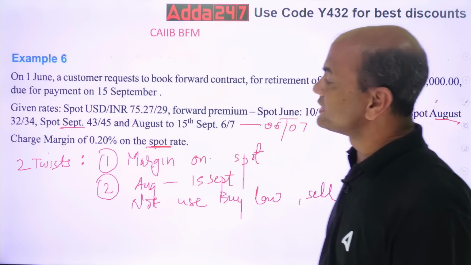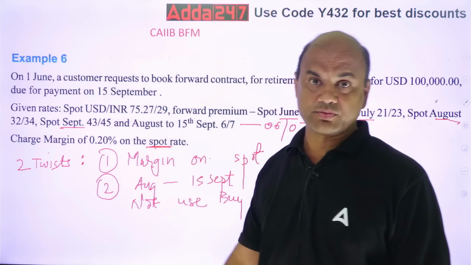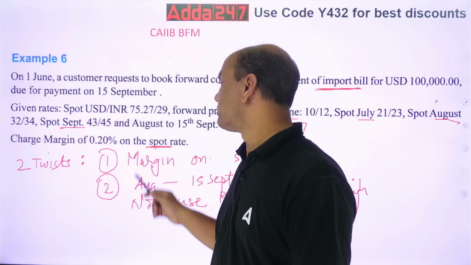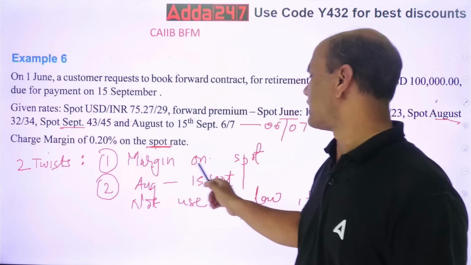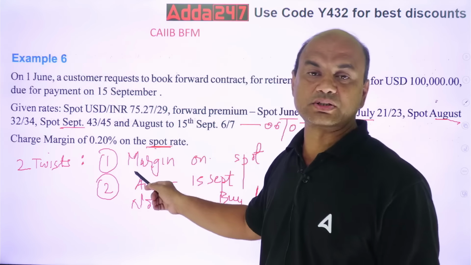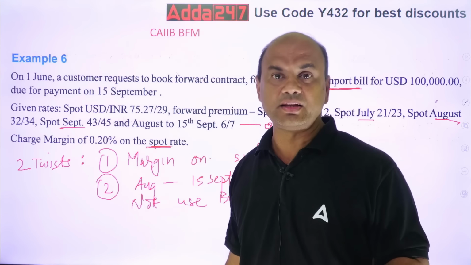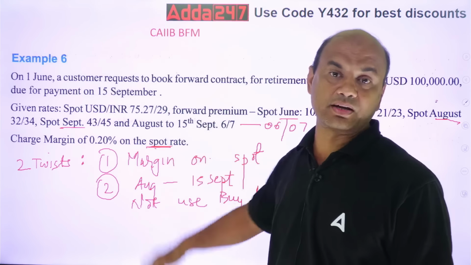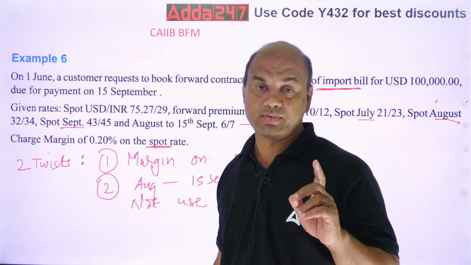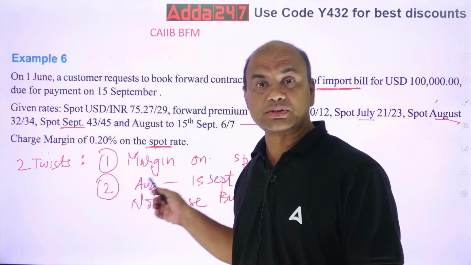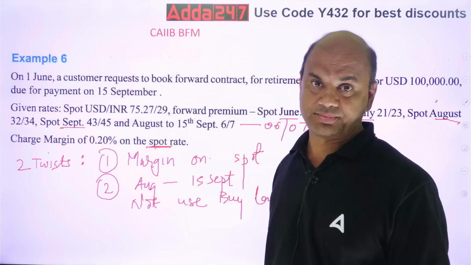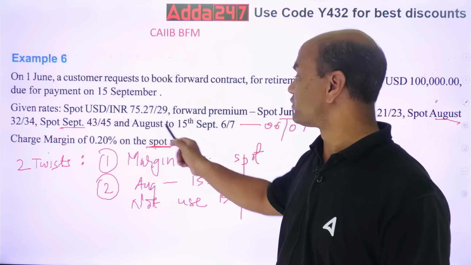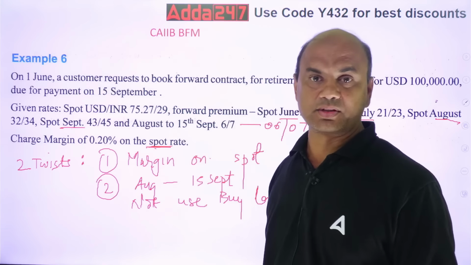There are two twists in this problem. Which are the two twists? Number one is that the margin is to be charged on the spot rate. This is the first twist. Generally, in any numerical, we charge the margin on the end rate which we get. But here, the margin is to be charged on the spot rate. Number 2 twist is that the August to 15 September forward rates are given.